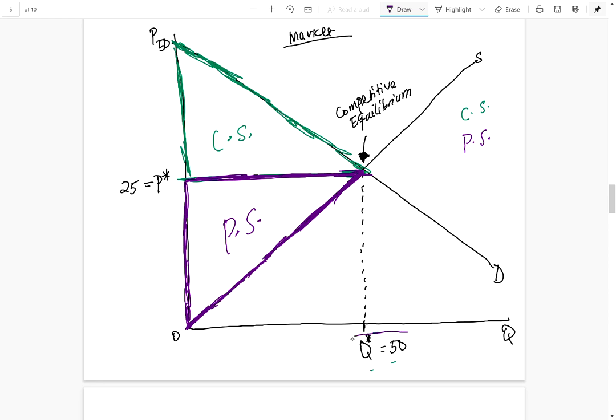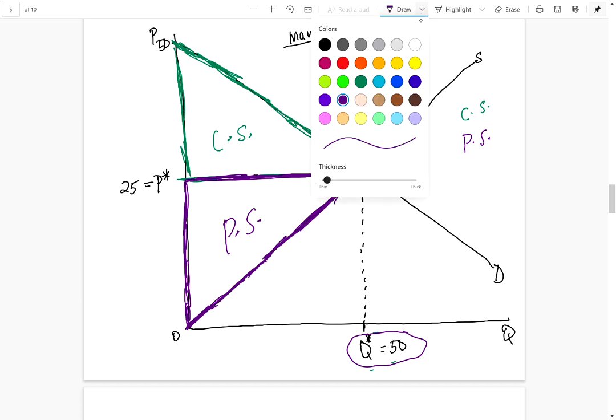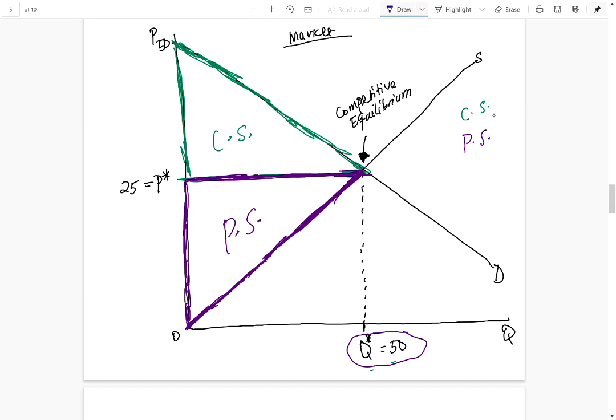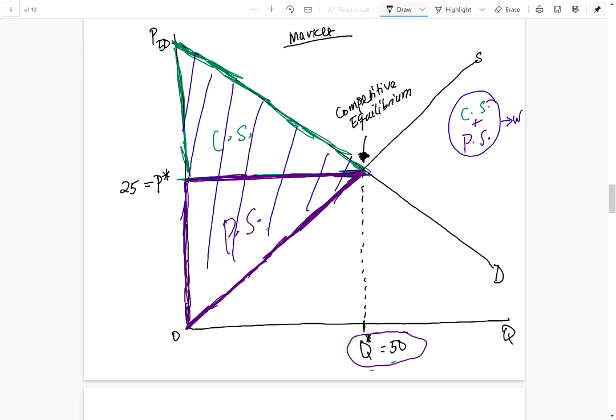Notice that this is all for quantity 50, our equilibrium quantity. So that means, putting all of this together, that our welfare will be this huge triangle. So the combination of producer surplus and consumer surplus.